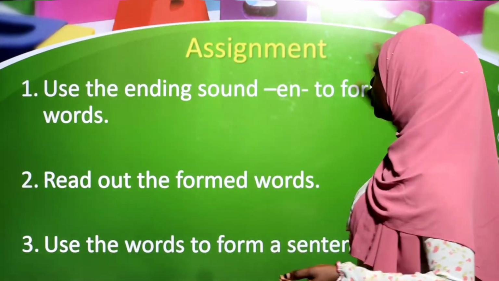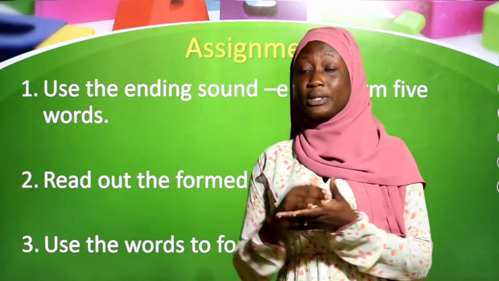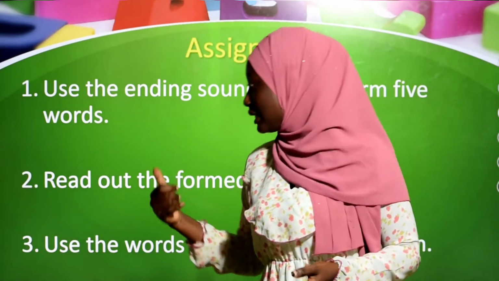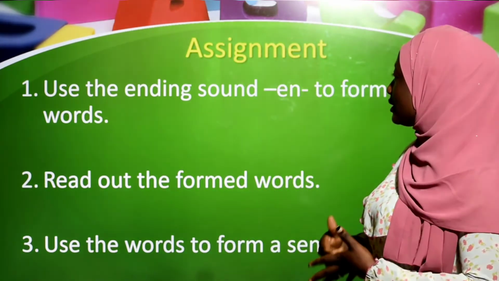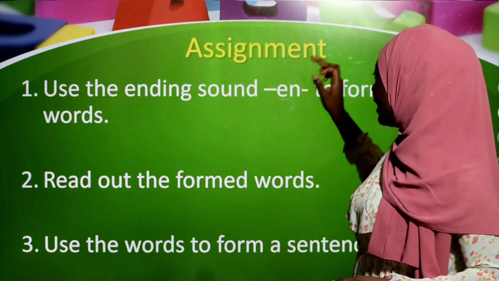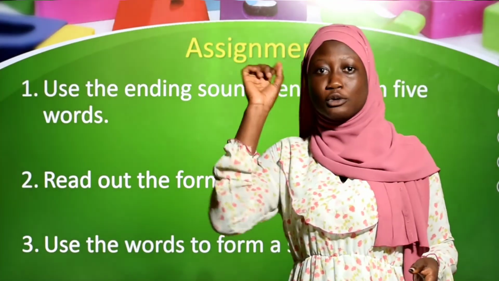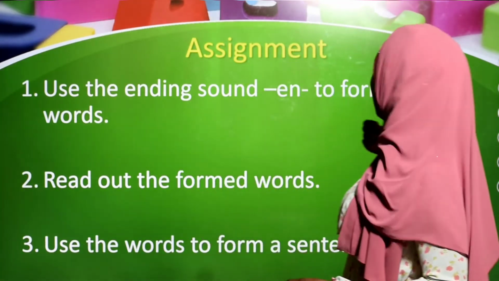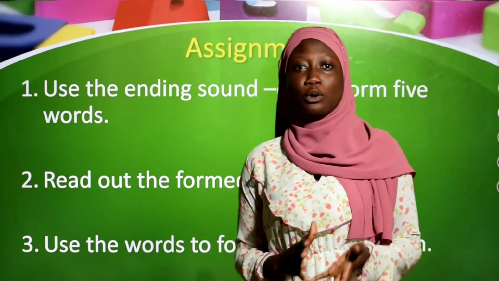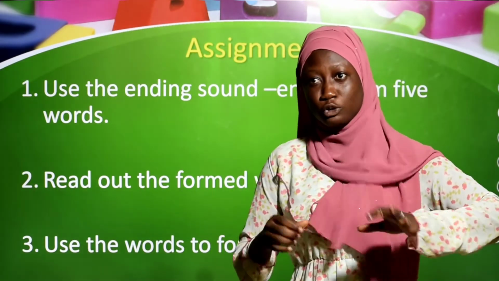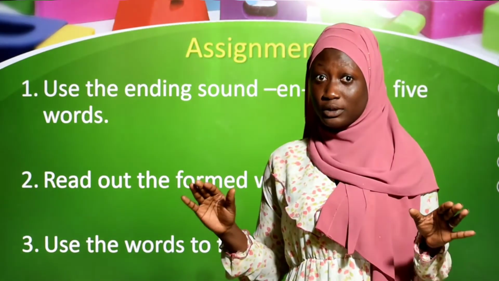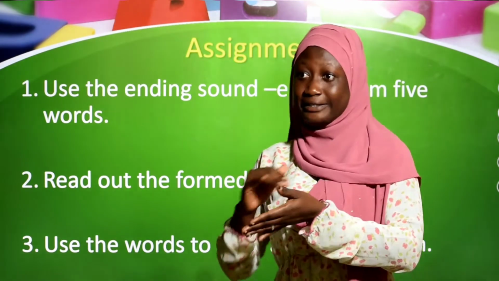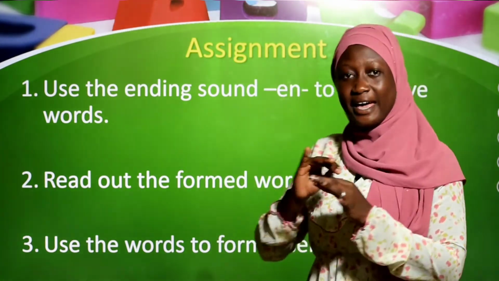Now let's look at our assignment. This will be the end of our lesson. Let's look at our assignment. So our first assignment is use the ending sound n. Use the ending sound n to form 5 words. So you are going to form 5 words, but these words should have the same ending sound, the same rhyme ending. Like the ending should have the sound n.